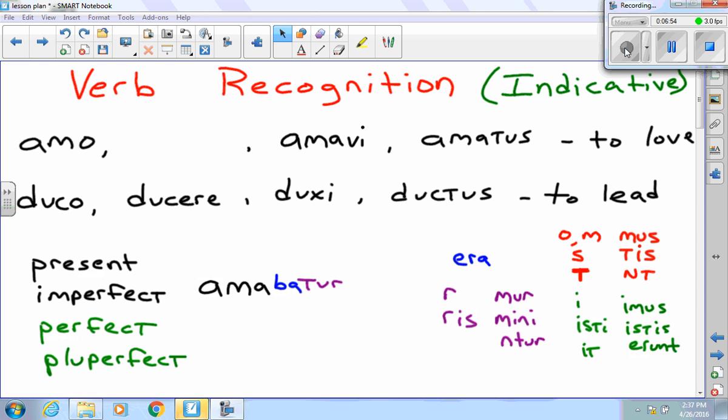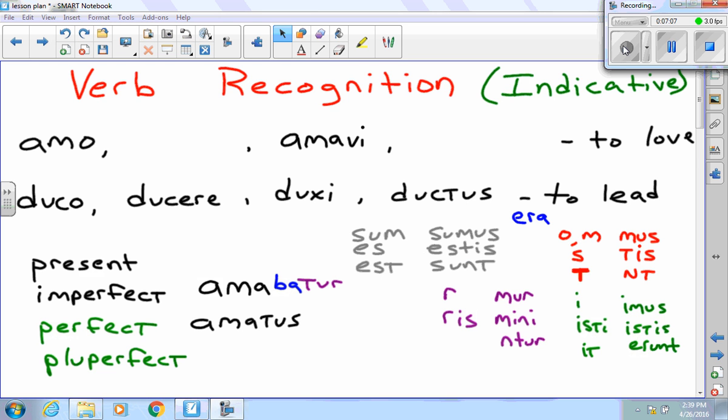If I want to make the perfect system, then I have to go to the perfect stem, which is amatus. Okay? Does the perfect stem use any of these endings? No, it uses a form of sum. Now these gray words here, just like the green ones, are unique to the perfect system only. If I take amatus, my perfect stem, and I add est, then I'm going to get the perfect passive. If I move amatus down to the pluperfect, does it have a marker? Yes, ERA, and then I would just add my ending to get amatus erat.